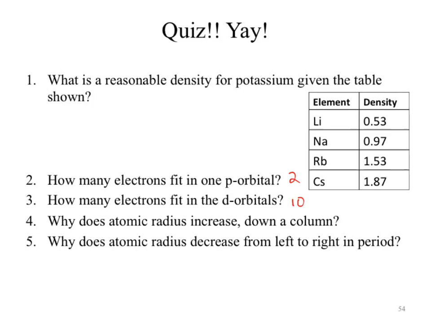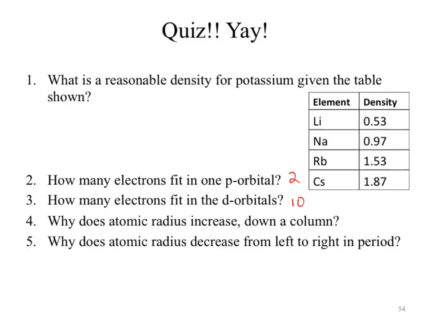Why does the atomic radius decrease left to right in a period? So hold on to your thought for question 4. You said more electrons means bigger. What happens when you go from lithium to neon? You get more electrons. And yet the atomic radius decreases. Are we looking at just adding electrons to an atom to change the radius? No. It is where those electrons are being put.